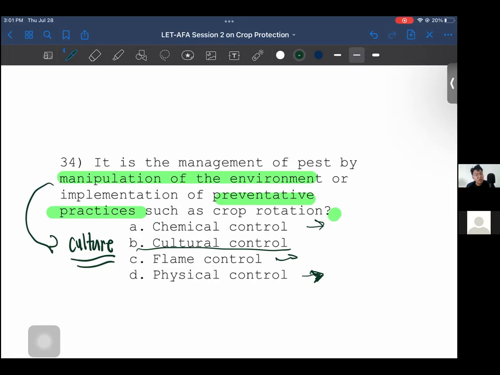So, as we move forward, we will be knowing more about the different controls. But for now, let's have a 5-minute break for us to have rest na information. Baka nagkakaroon na ng information overload, di ba? So yan, let's have a 5-minute break.